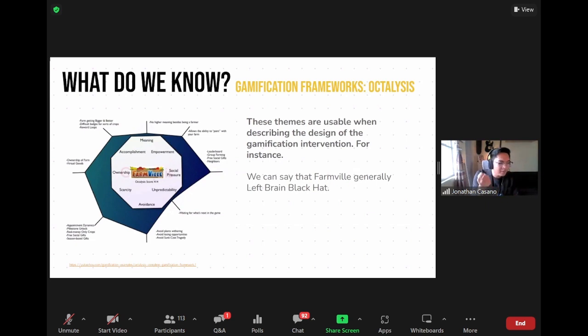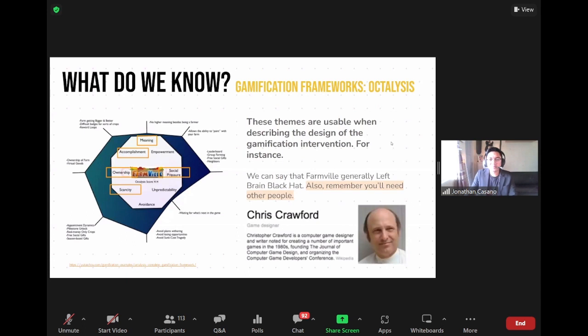So Farmville, di ba? I want a farm. So that's ownership of the farm, scarcity. I have little water. I need to manage it well. And avoidance. I don't want my plants to die. So let me log into the game. And also, remember that you need other people. Wala lang, gusto ko lang i-connect siya doon sa definition ulit ni Chris Crawford na if you're doing something but it does not involve other people and being able to affect other people who are players in the game, you have to artificially create that for your game.